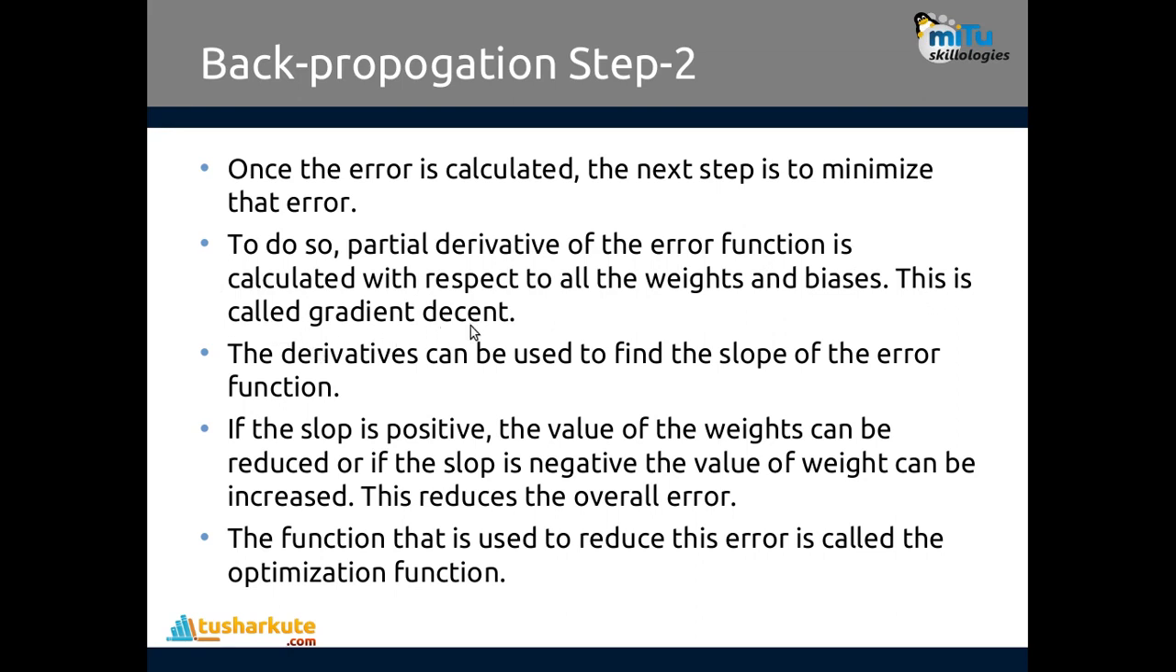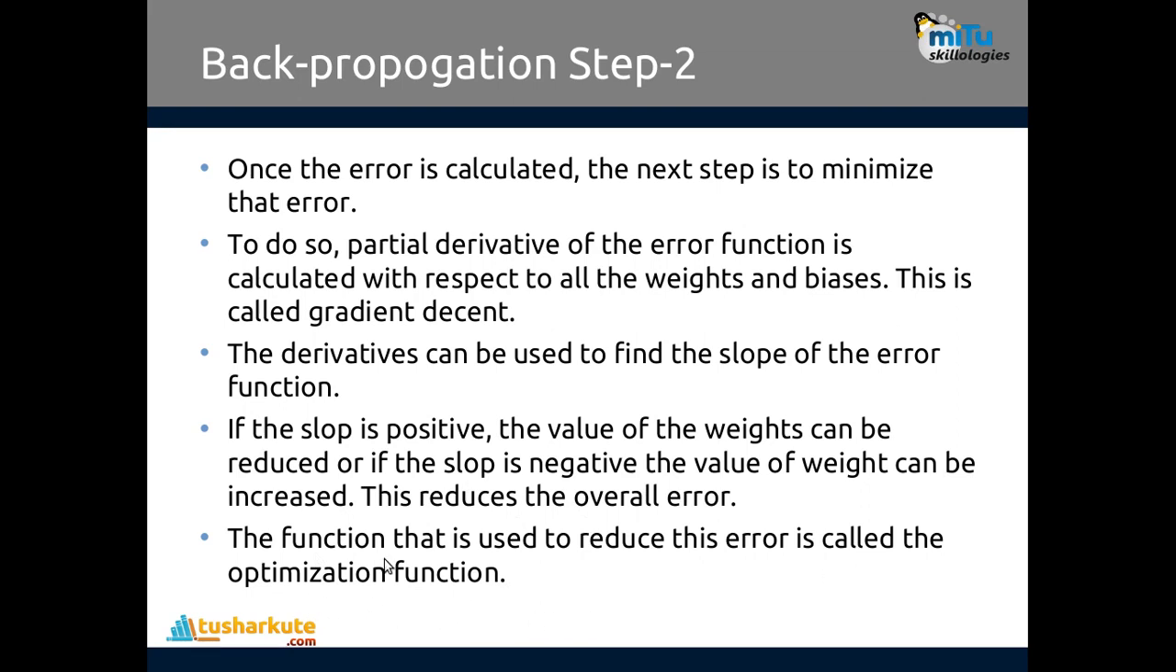This is called gradient descent. Okay, so the partial derivative of the error function is calculated; it's called gradient descent. The derivative can be used to find the slope of the error function. If the slope is positive, the value of weights can be reduced, or if the slope is negative, the value of weights can be increased. This reduces the overall error. The function that is used to reduce this error is called the optimization function.